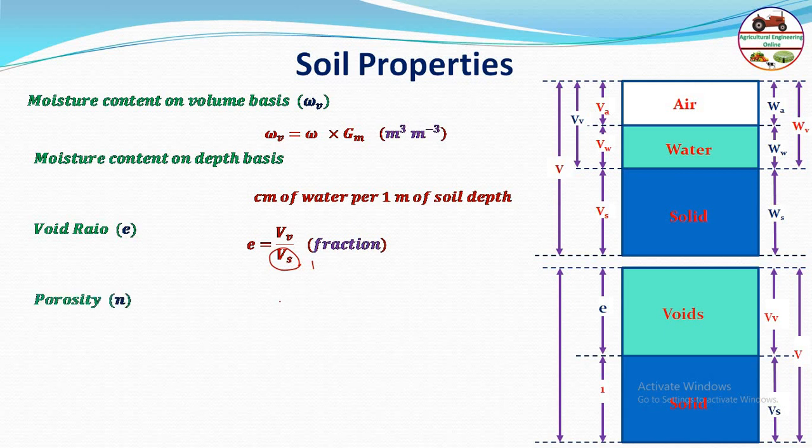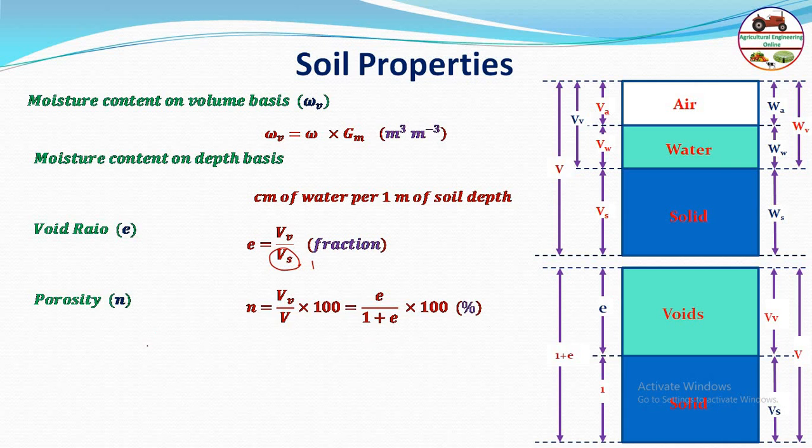Then porosity can be calculated, which is equal to volume of void divided by total volume into 100. So total volume is, in this case, E plus 1. E is the void and 1 is the solid. Therefore 1 plus E is the total volume of the soil. So putting V is equal to 1 plus E, and volume of void is E, already defined.